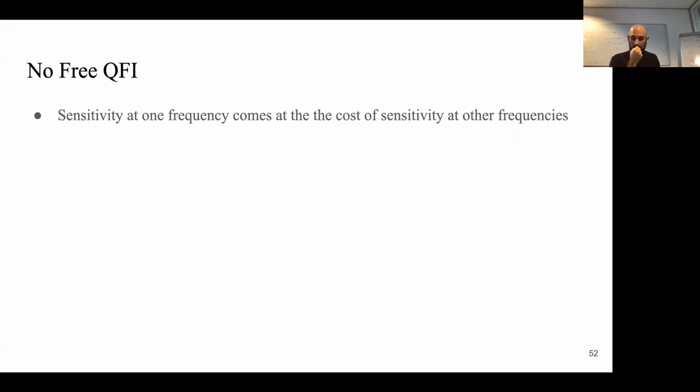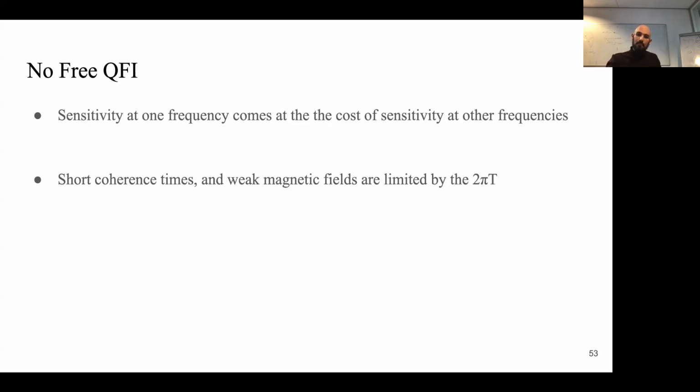You might ask if there are protocols that have more integrated quantum-Fisher information, perhaps unbounded. As we'll show next, this is not possible. But as of yet, what we see is that at least for these protocols, sensitivity at one frequency comes at the cost of sensitivity at another frequency. Moreover, if you have short coherence times or weak magnetic fields, the perturbative argument tells you that 2 pi t is kind of the right limit to have in mind.